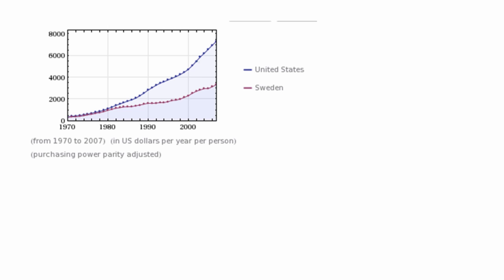So if you were to use linear data here, you would find that the slope of the line for the United States is steeper than the slope of the line for Sweden, but linear data would probably not be the best to describe this situation.